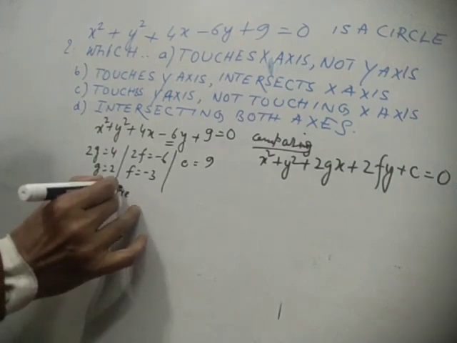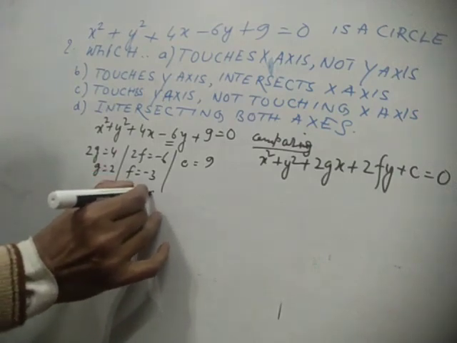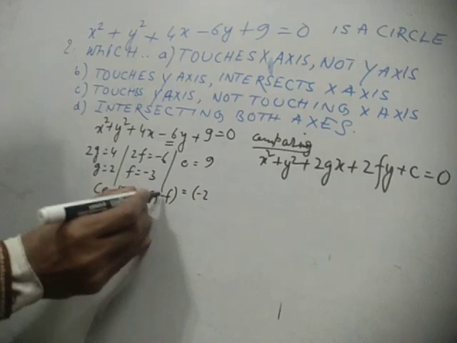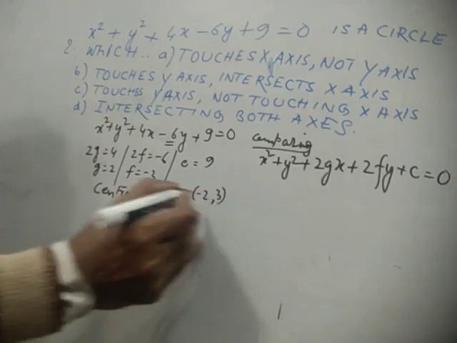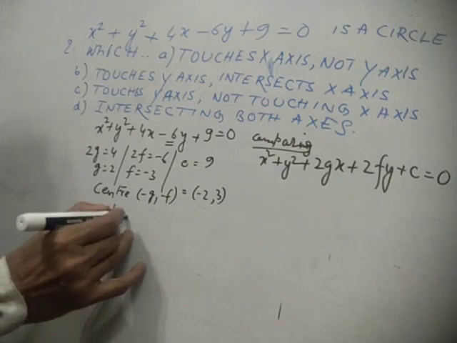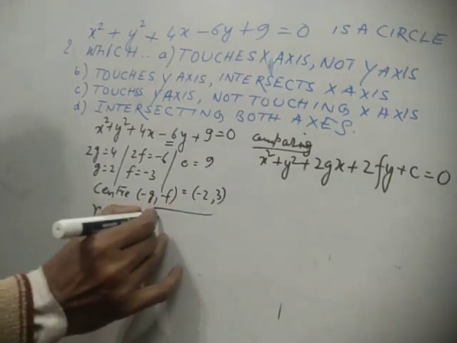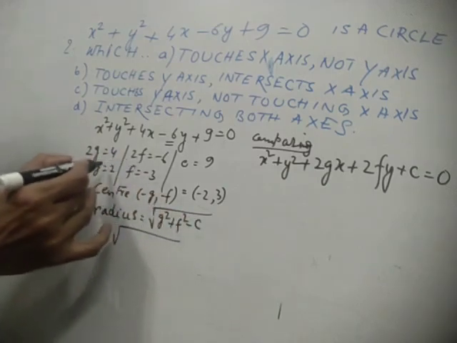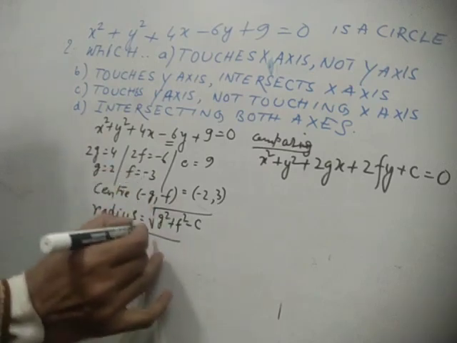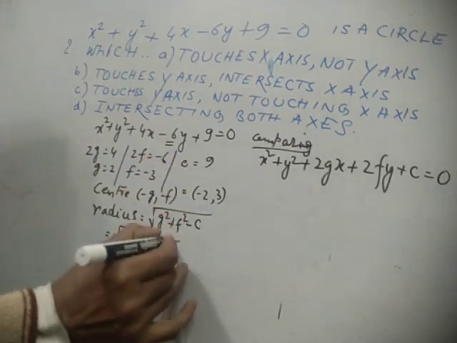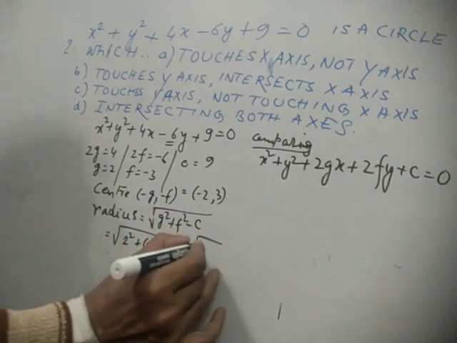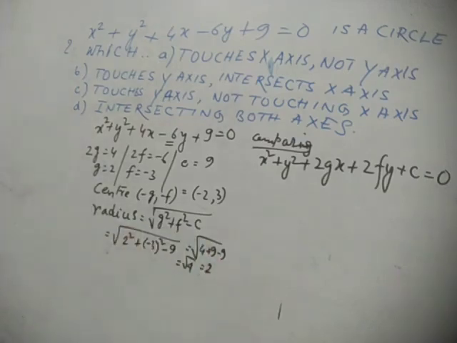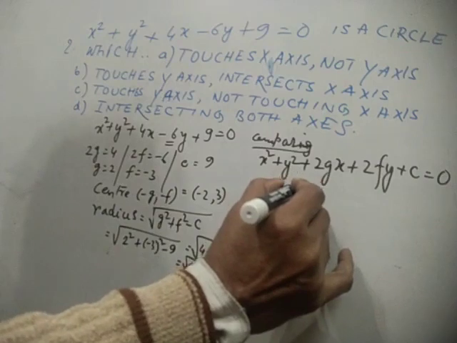Now we are getting the center of the circle as minus g, minus f. Since g is 2, it will be minus 2, and f is minus 3, so it will be minus minus plus 3. So the center is coming minus 2 comma 3, and the radius, if we find, is root over g square plus f square minus c. So it is coming 2 square plus minus 3 square minus 9. C value is 9. So it is coming 4 plus 9 minus 9. So 9 cancels, root over 4 equals 2. So the center is coming minus 2 comma 3 and the radius is coming 2.